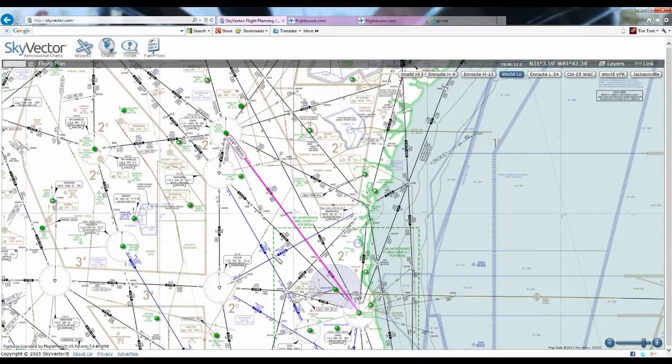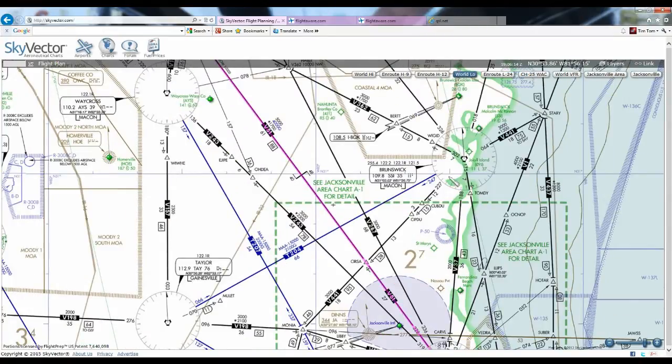How do you know it's noted? Well, this airway here, this RNAV airway, Tango 204. Blue Airways are RNAV airways. You cannot fly these airways if all you have is VOR.